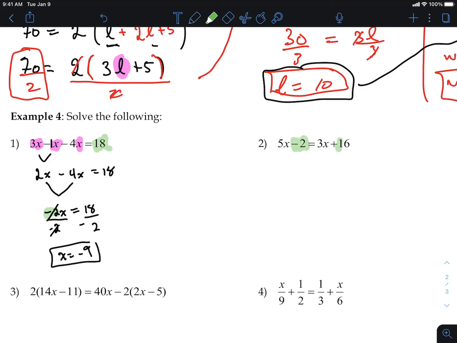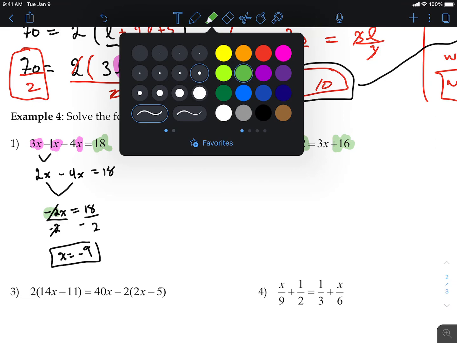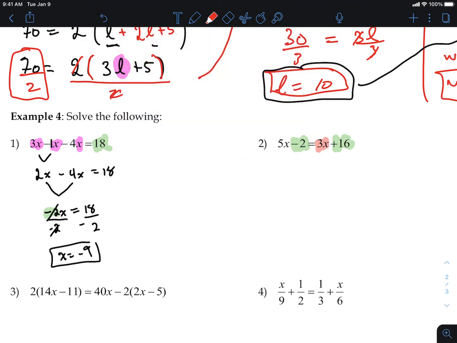We've got some green pieces, and we've got some red pieces. Right? I want to get the red pieces on the same side, and the green pieces on the other. Okay. So to do that, all I have to do is apply the opposites, right? So I have a minus 2 on the left side. What's to stop me from adding 2 to both sides? And then they wipe themselves out. So the next line could be 5x is equal to 3x plus 16 plus 2.